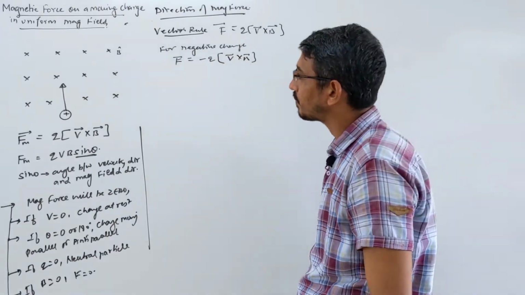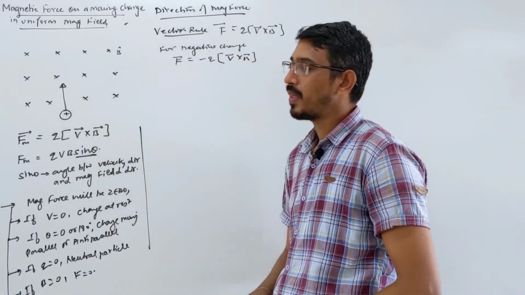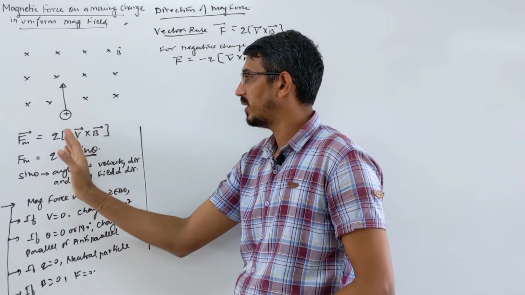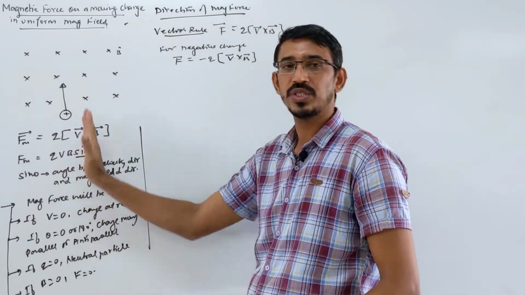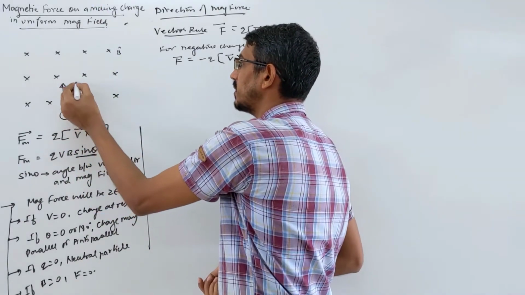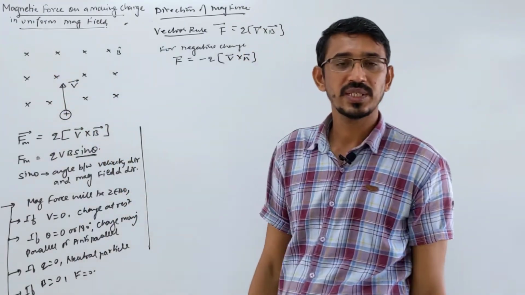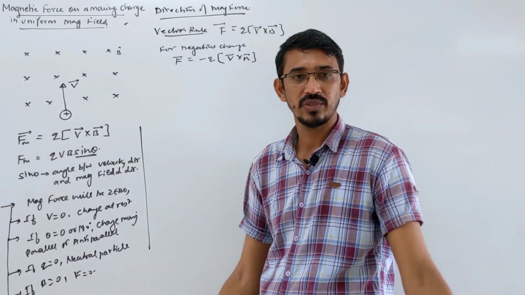For example, let's see direction of force here. Here magnetic field is given into the board and this particle is positive particle moving straight upward. So velocity direction is what? Upward. We have to find in which direction this particle will deflect, means direction of force you want to know.